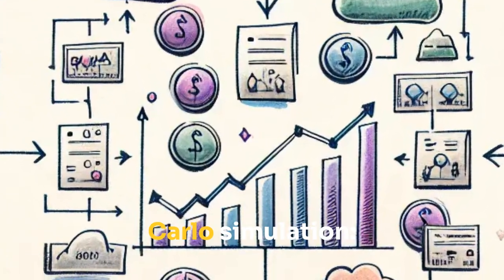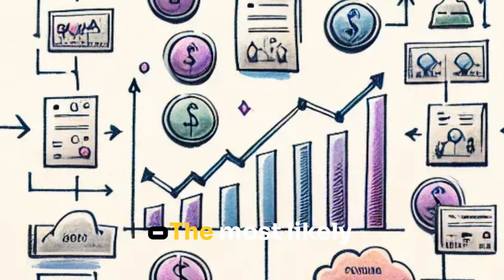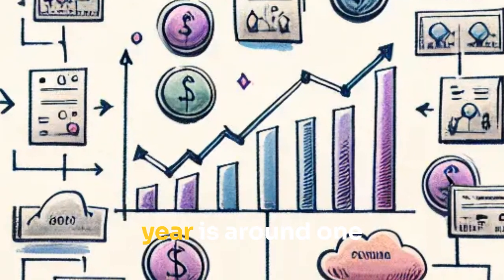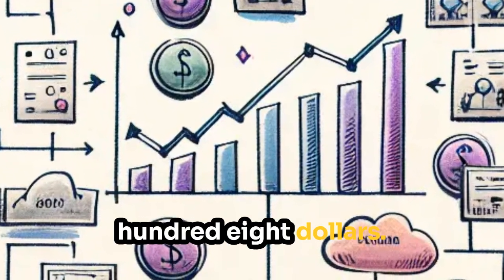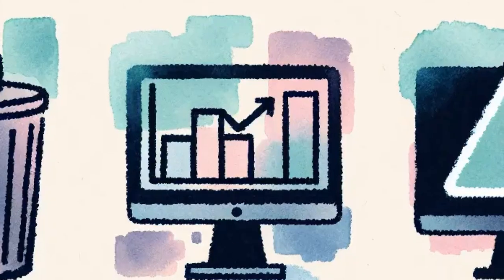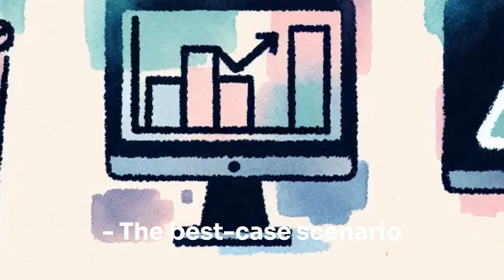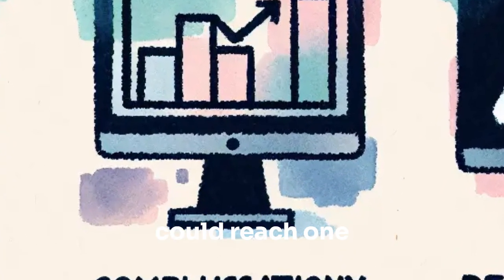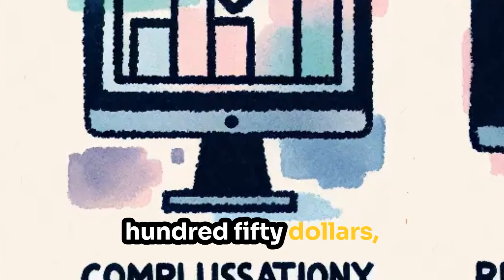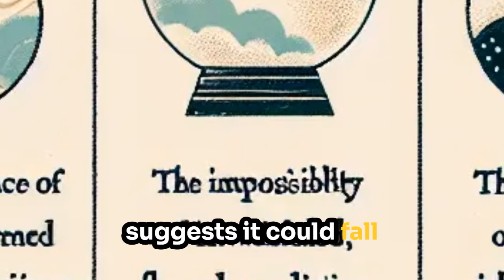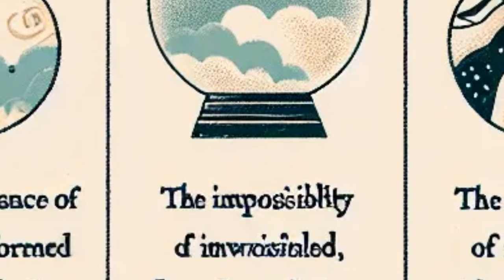After running the Monte Carlo simulation, the most likely stock price after 1 year is around $108. There is a 20% chance the stock will be below $90. The best case scenario predicts the stock could reach $150, while the worst case suggests it could fall to $70.